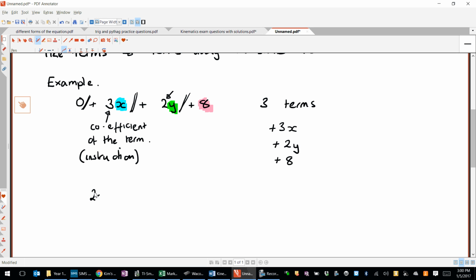2x minus 3y minus 5. Yes, this is another example. Example 2. So how many terms? 3 terms. What are they?